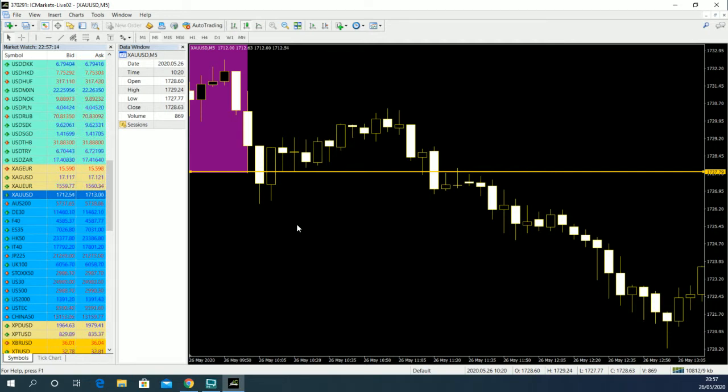Candle 1 or candle 2? Which one is the breakout candle? Ladies and gentlemen, number 19.